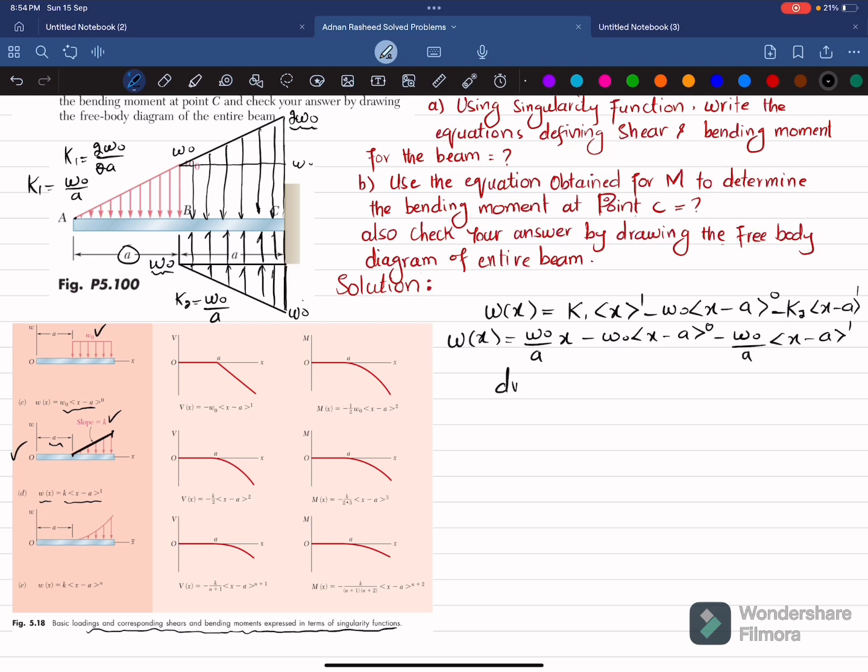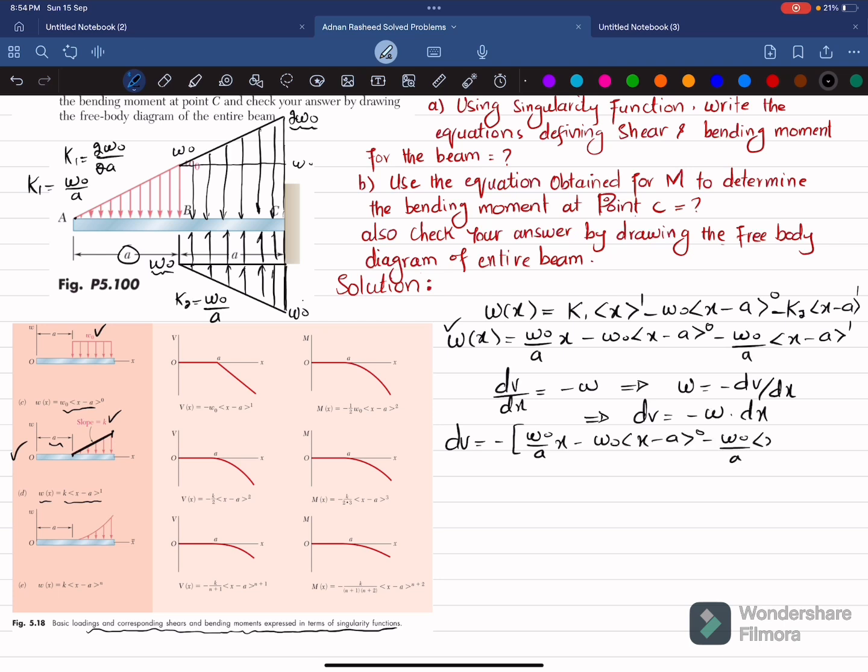As we know that dV over dx is equal to minus W, so from here we will get W is equal to minus dV over dx. So dV will be equal to minus W times dx. So W x is this one. So dV will be equal to minus W naught by A into x minus W naught into x minus A power 0 minus W naught over A into x minus A power 1 into dx.